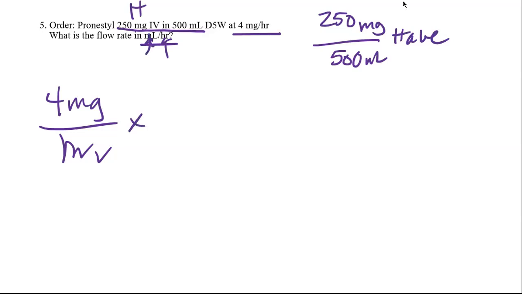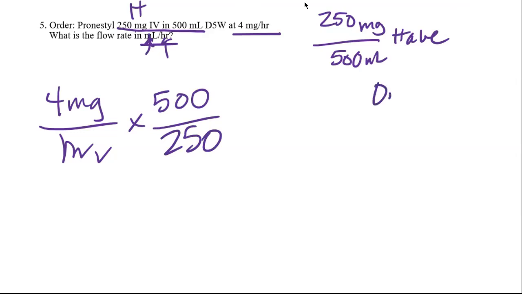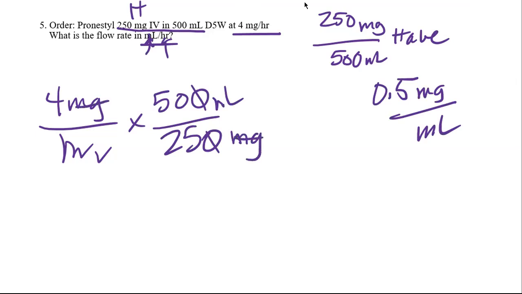So we're going to go 4 times 500 over 250, or you could just say 250 over 500, that would be 0.5 milligrams per ml. That's another simpler way to do it, but let's just do it this way. 500 mLs over 250 milligrams. So we're going to cross out the milligrams, and that would get us 4 times 500, or 4 times 50 divided by 25, which is 8. That's going to be 8 milliliters per hour.